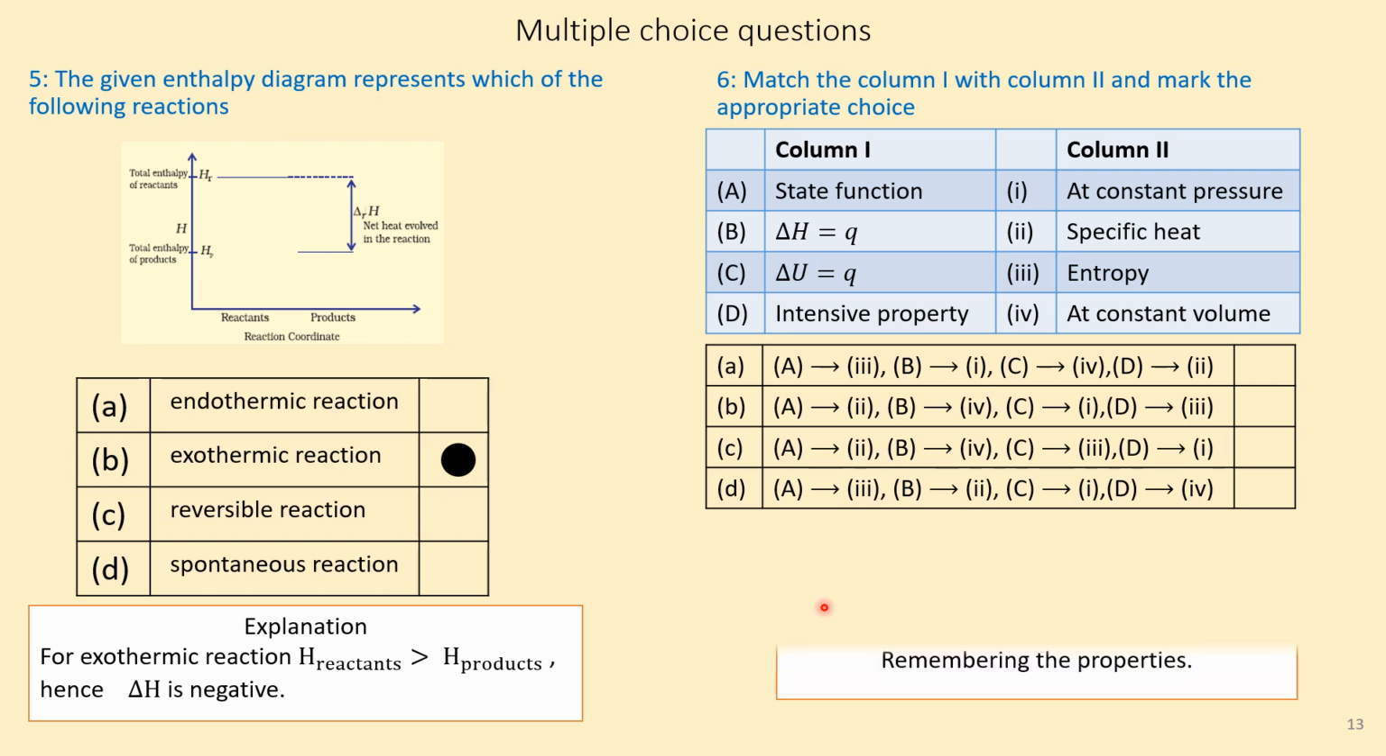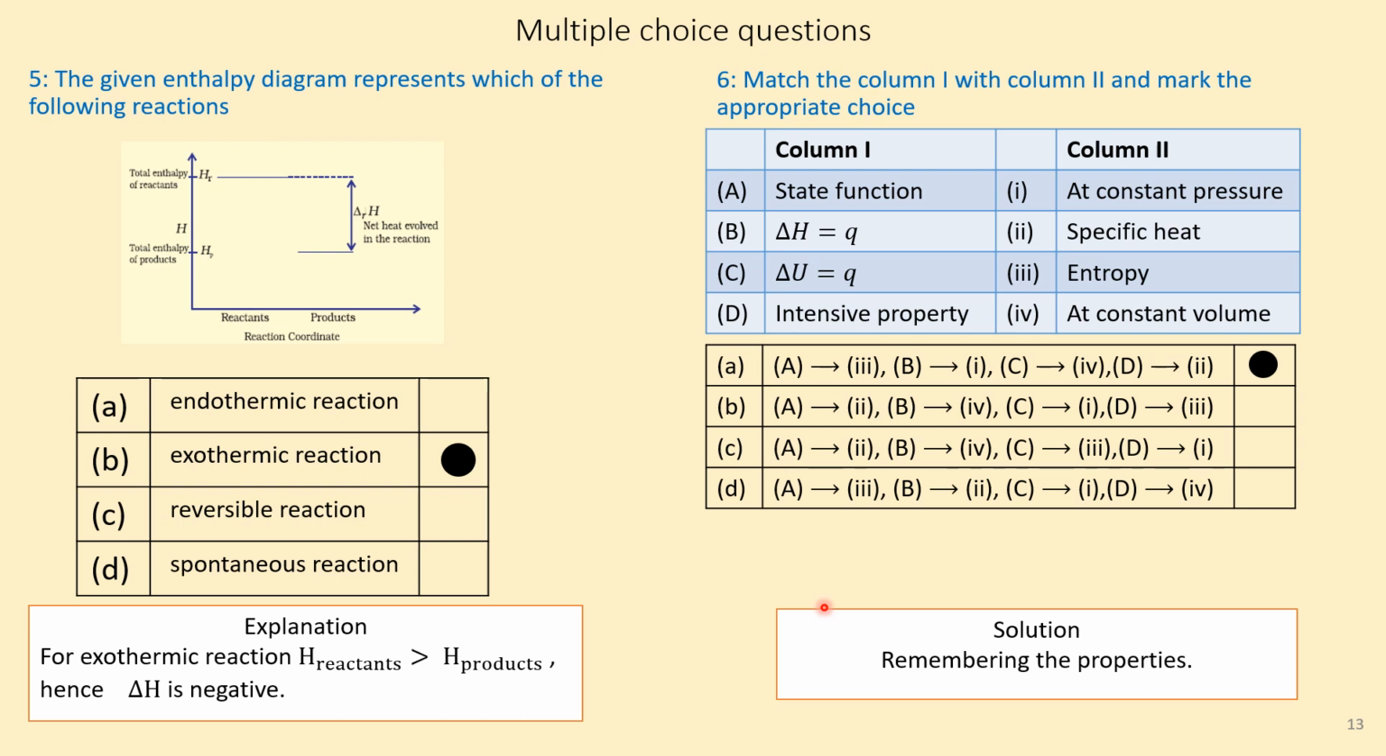Analyze and match it. I will give the explanation. You have to remember the properties. That is, entropy is a state function, and option B is delta H equals Q at constant pressure, and delta U equals Q at constant volume, and specific heat is an intensive property. So all these options are given as option A.